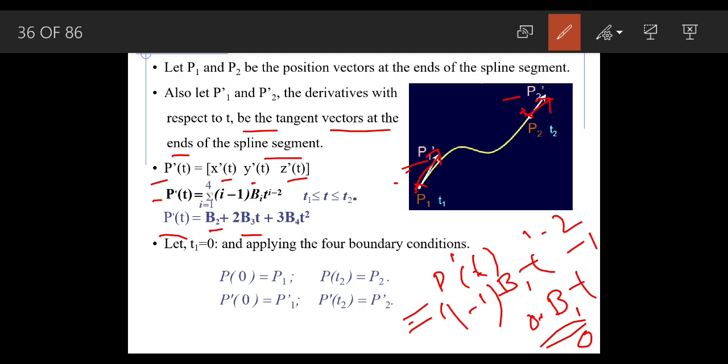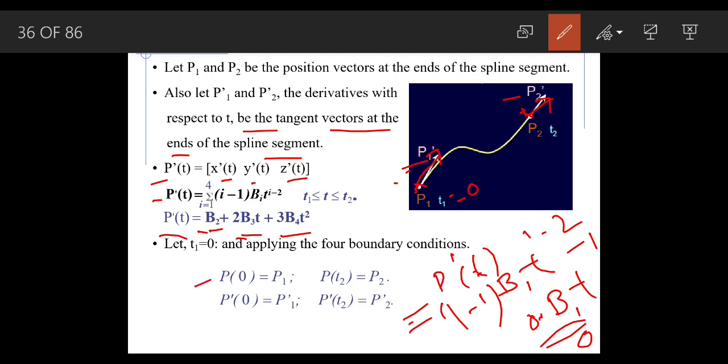In the next term i is equal to 2, so i minus 1 is 1, multiplied with b2 t raised to 2 minus 2, which is 0, and t raised to 0 is 1. So it becomes b2, plus 2 b3 t and 3 b4 t squared, according to this first order derivative. Let us first consider that t1 is equal to 0, as I told you.